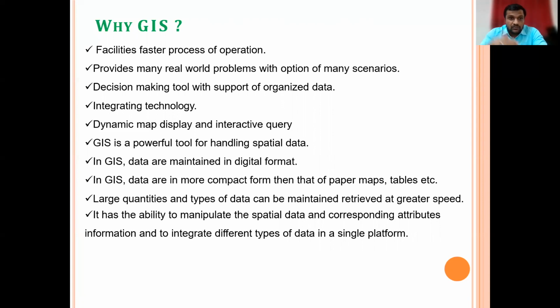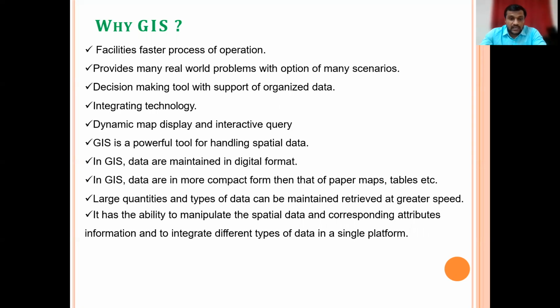Okay, we can also use GIS for displaying dynamic maps. Dynamic maps are a kind of display of spatial information in terms of maps. Then it is very much useful for handling spatial data. That is already discussed with you, that spatial data is a kind of data, or the locational information about any object on the Earth surface. Okay, and it supports the digital format, meaning whatever data we have is in digital format.